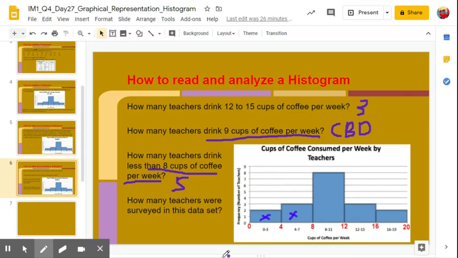Okay. How many teachers were surveyed in this data set? Oh gosh, how are you going to figure that out? Well, doesn't that include all the bins? So we're going to go through and see what the frequency is. We had 2 here, 3 here, 8 here, 3 here, and 2 here. So 2 plus 3 is 5. That's 10 plus 8 is 18. So 18 teachers were surveyed. That's how many are represented in this data set.